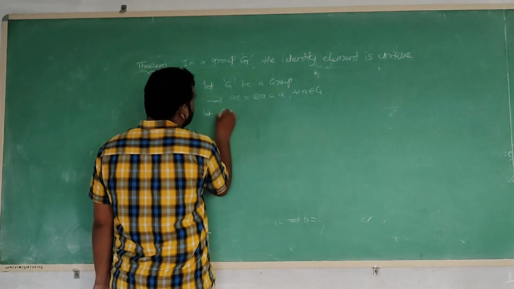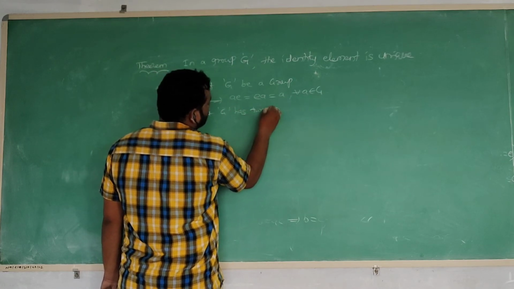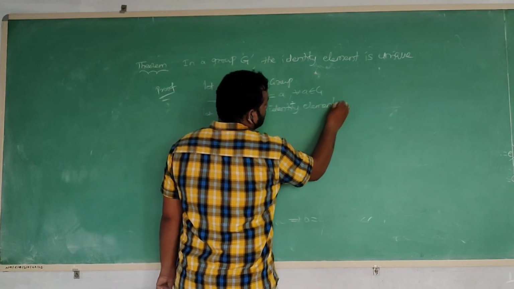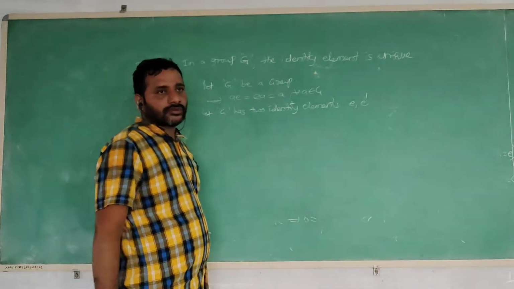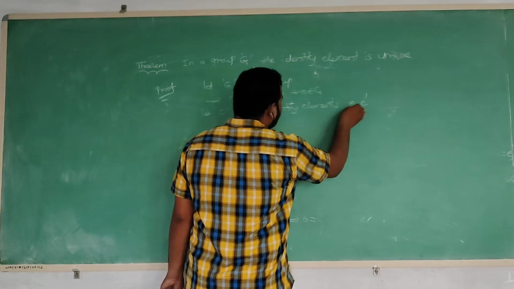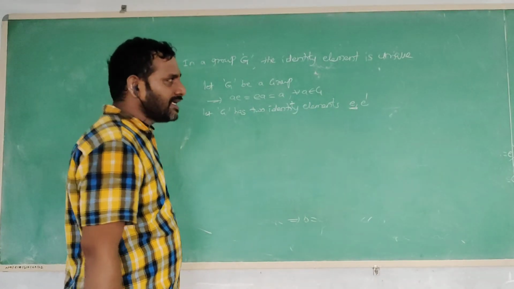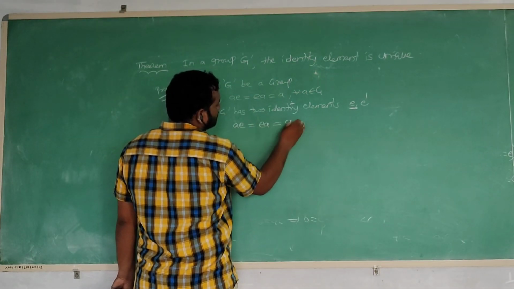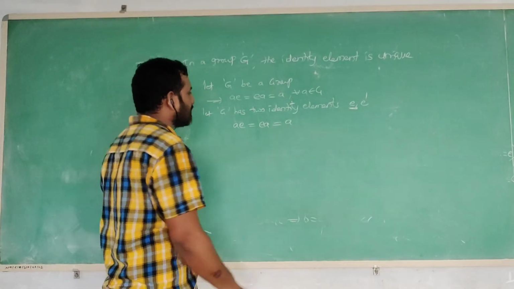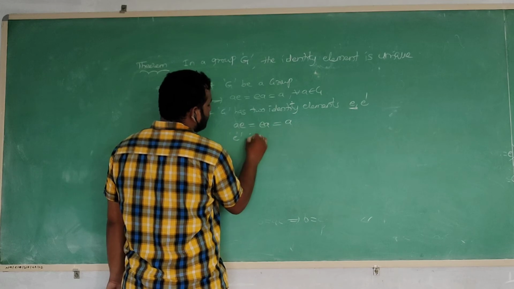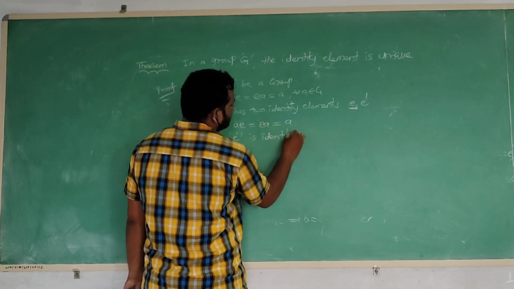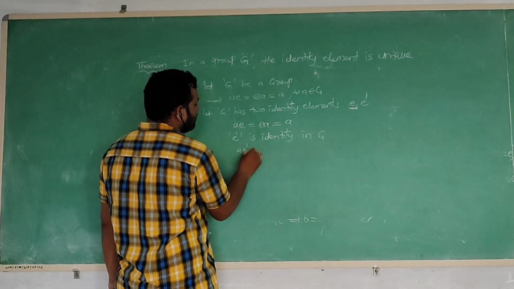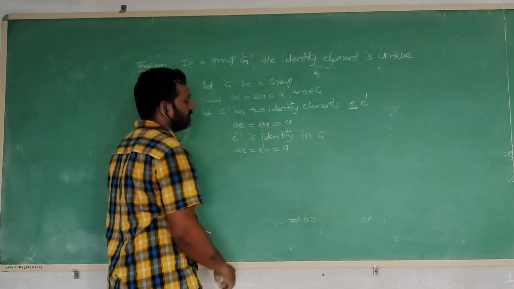Suppose E is the identity element in G. Therefore, we can write A equals EA equals A. Suppose E dash is an identity in G. Then by using the identity property, we can write A times E dash equals E dash times A equals A.